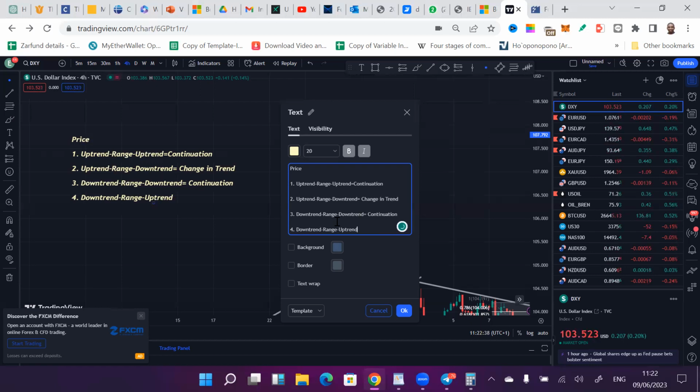So this one again is a change in trend. So you see price does this. You see an uptrend into a range to an uptrend again. That's a continuation. So a range is more like an intermediate position. An intermediate position is a linking position, right?